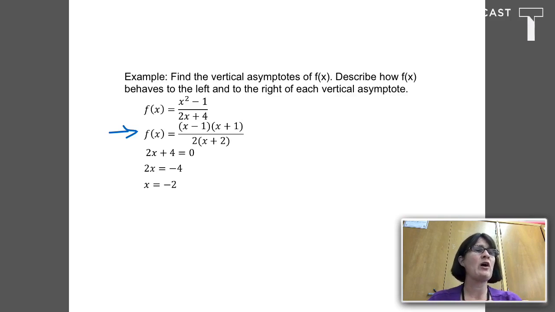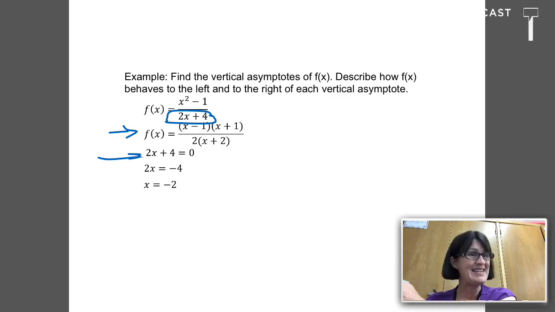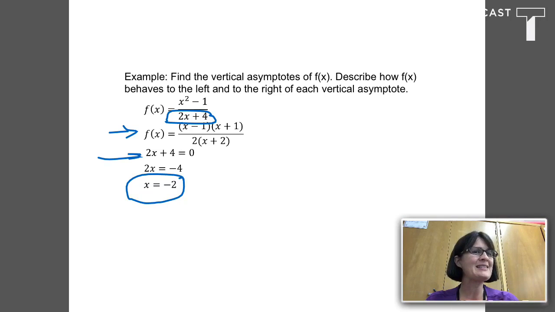So I'm going to revert to what I know. I'm going to have a vertical asymptote in this function any place where my denominator is equal to 0. So that's what I've written here, an equation equating the denominator of my rational function to 0. I can solve, and I'm going to conclude that I'm going to have a vertical asymptote at x equals negative 2. That part you already knew how to do from last year.